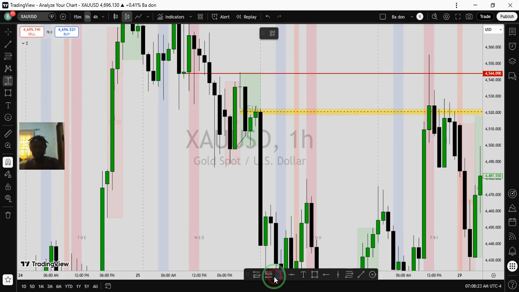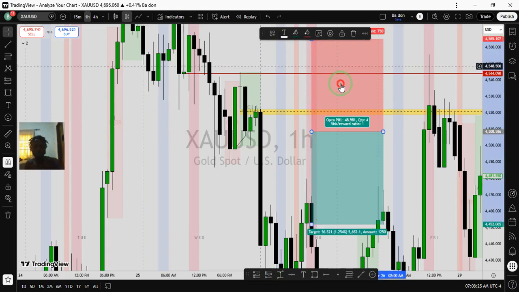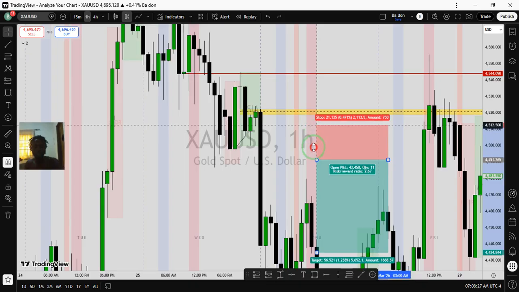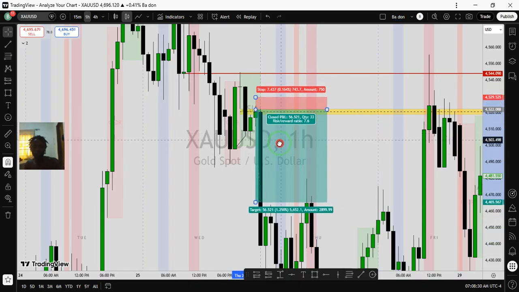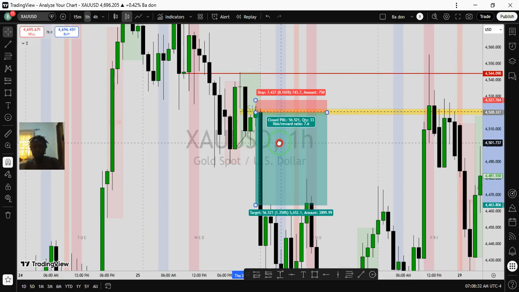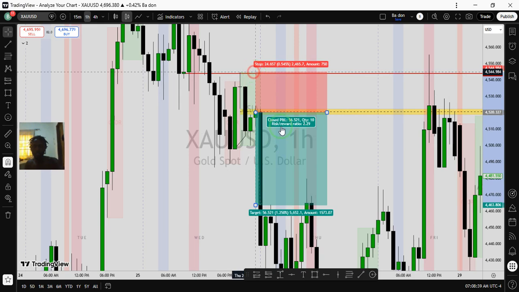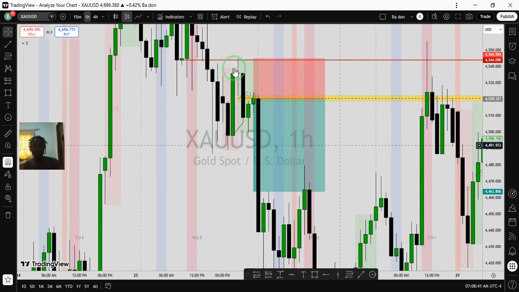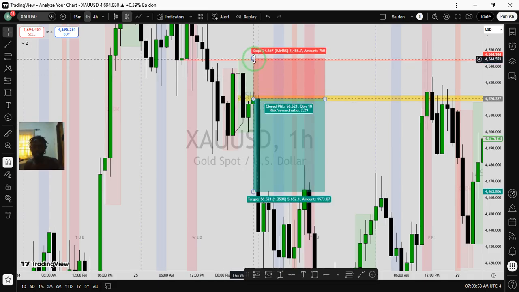So right here we can see we entered from the 50% of the gap, always the 50%. Then your stop loss should be at the high or the low that forms the fair value gap. You see this candle right here, this candle 1, 2, 3, is the candle that formed this fair value gap. So you put the stop at the high of the fair value gap formation.